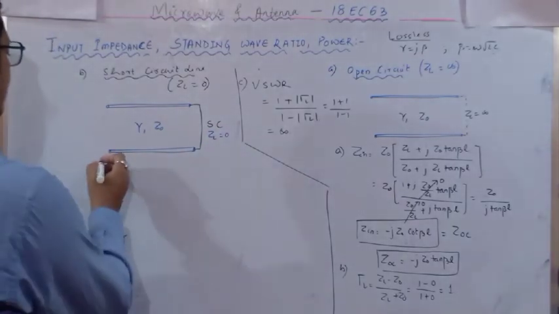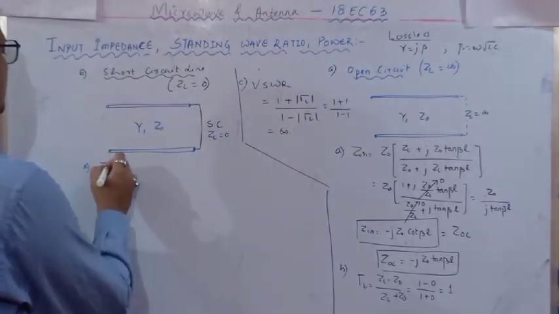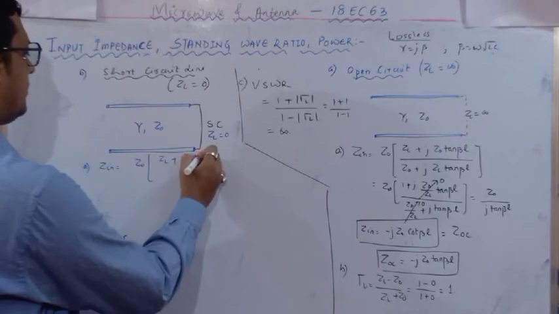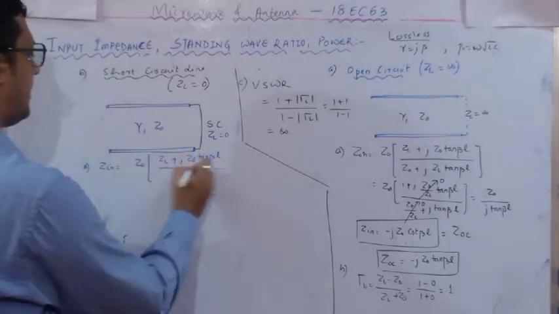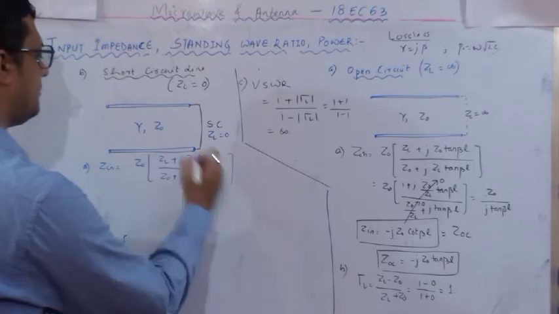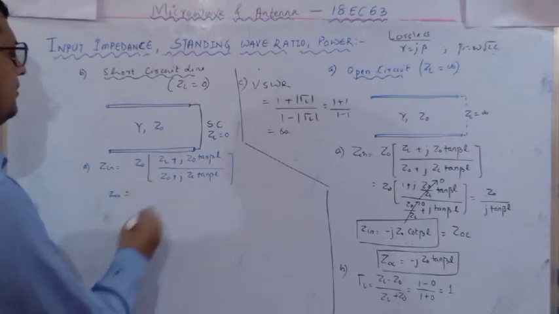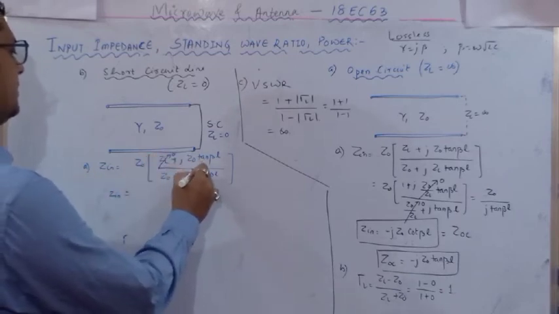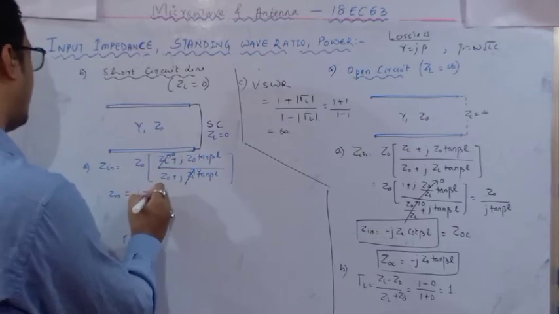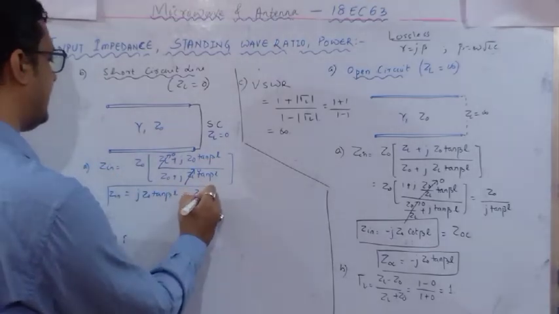Again, since it is lossless in nature, what will be my input impedance first? Let me write the general equation: Zin equals Z0 times (ZL plus jZ0 tan βL) divided by (Z0 plus jZL tan βL). Since ZL is 0, substitute the ZL value. This value is 0 and this value is 0, so we are left with Z0 and this value. Z0 will be cancelled out, and it becomes jZ0 tan βL. This I can write as ZSC.